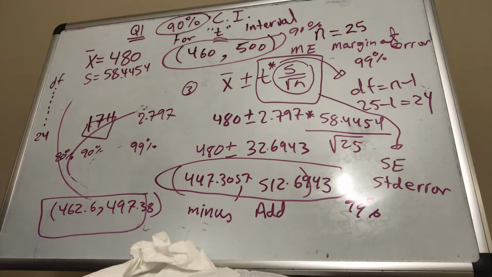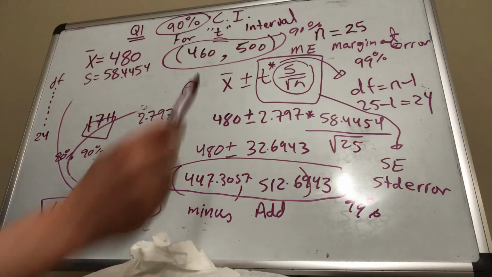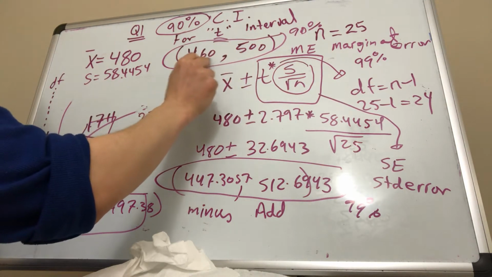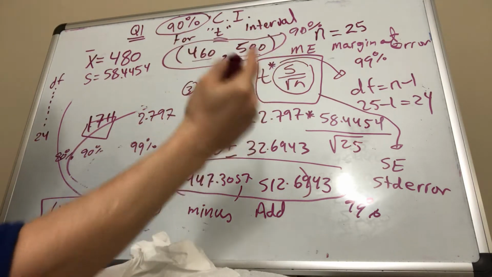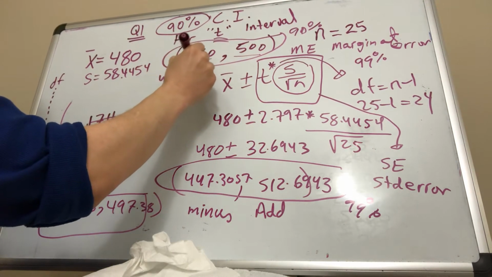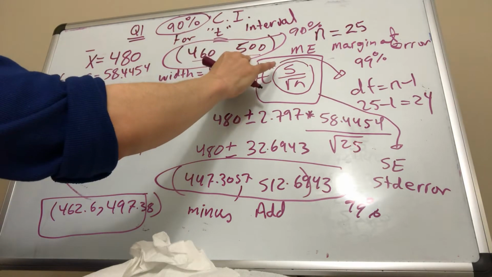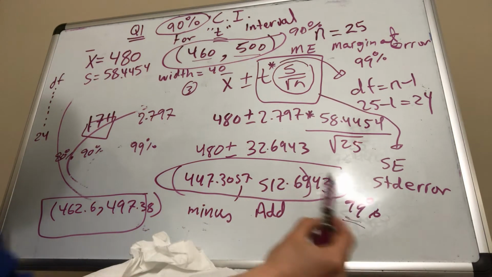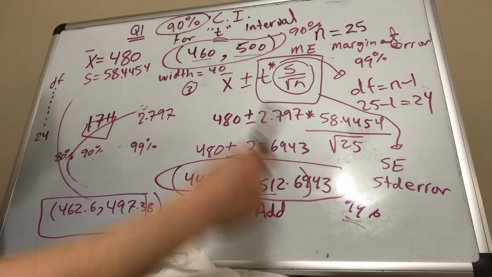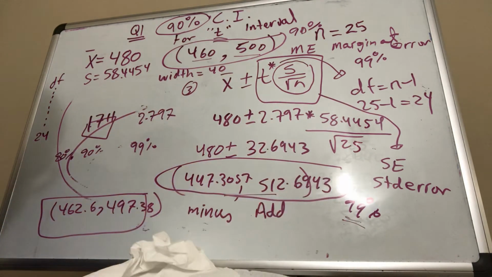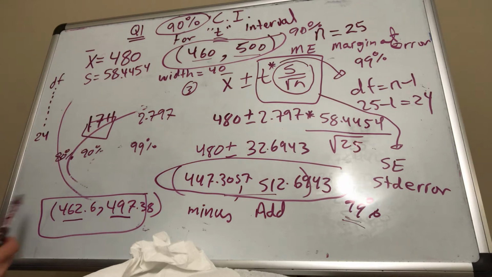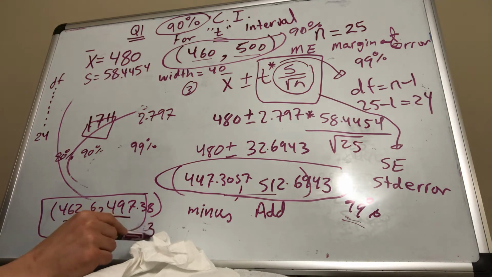Now the way we do this, you don't have to do the entire calculation again. But you see the first one, 90%? The length to go from this to this, we call the width of the confidence interval. The width here is 40. That's the difference between the upper and the lower. When you increase the percentage, the width will be more. So anytime the width increases, that means the percentage increases. Here, if you take the difference between these two numbers, 497 minus 462, the difference is about 35.